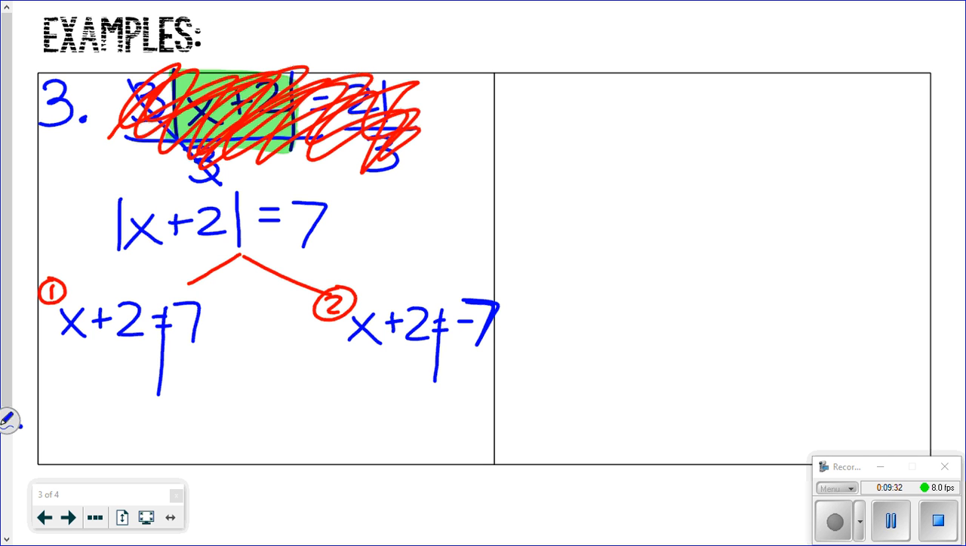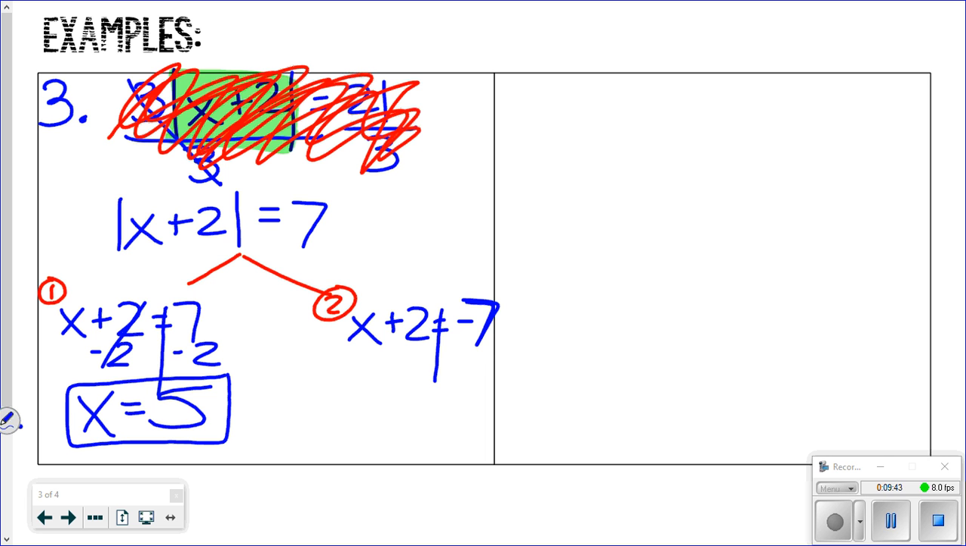It says plus 2, so the opposite here would be subtract 2 from both sides. X equals 5 is my first answer. Again, on this equation, we subtract 2, and we get x equals -9. So make sure that you're writing both equations, that you're showing your work, and notice we get two different answers here. I get a positive 5 and a negative 9. Don't skip steps. Okay, write out all the work.